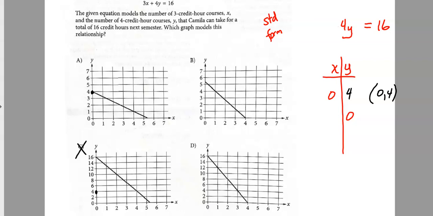Nope, you're not on the graph. Nope, you're not on the graph. Nope, you're not on the graph. And I'm done. Let's say that there were 2 of them that were on the graph.